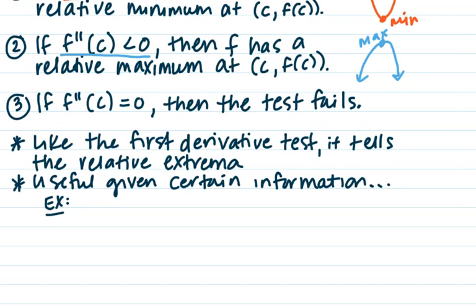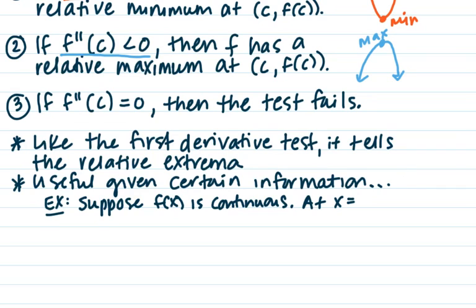Let's say we have a continuous function, and at x equals 2, we know f prime of 2 is 0, so it's a critical point, and the second derivative at 2 is negative 3. So what's going on there?